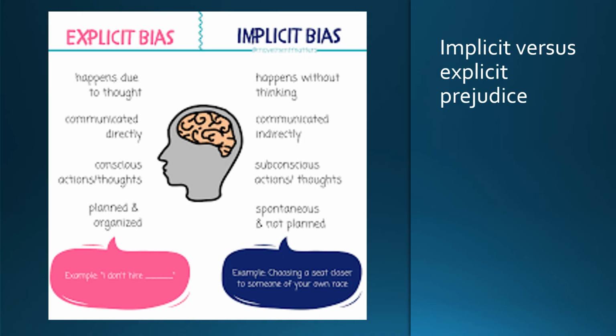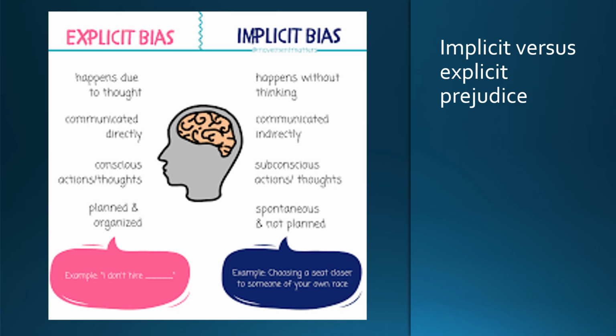In the previous chapter, we also discussed implicit attitudes versus explicit attitudes. Implicit prejudice and bias versus explicit are essentially the same thing. Implicit is unconscious. It happens without thinking. It's spontaneous. A good example in the diagram is choosing a seat next to someone of your own race. That's not something you really consciously think about. It just kind of happens automatically.